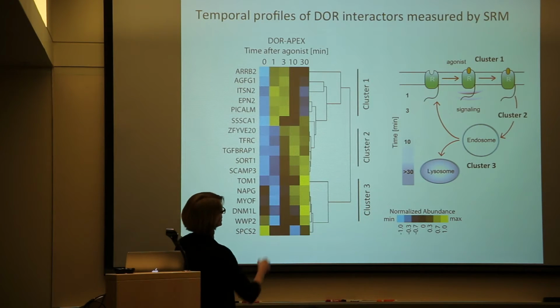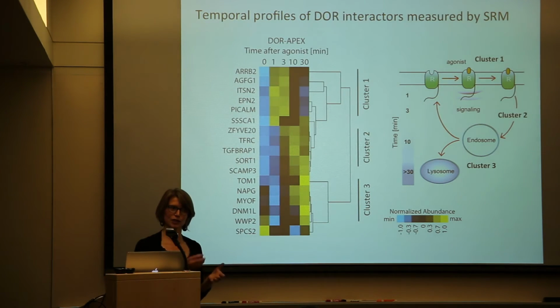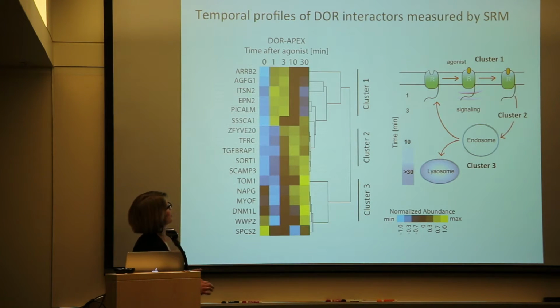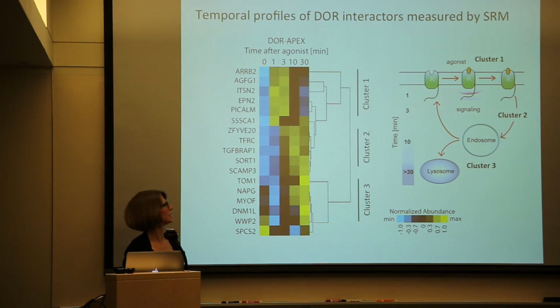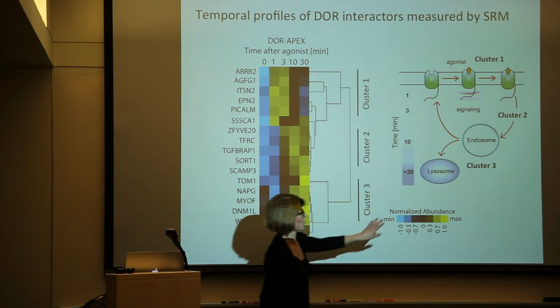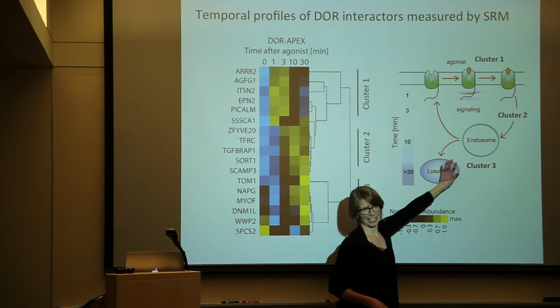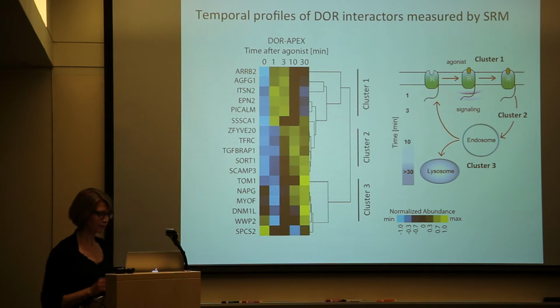And one of them is represented here, the first cluster by arrestin, which is also known not only to interact with the beta-2 adrenergic receptor, but also with DOR. And so this cluster 1 shows proteins that are involved in endocytosis. Now, we were specifically interested in proteins that mediated the degradation of the receptor. And so we were specifically interested in this class of proteins here in cluster 3.